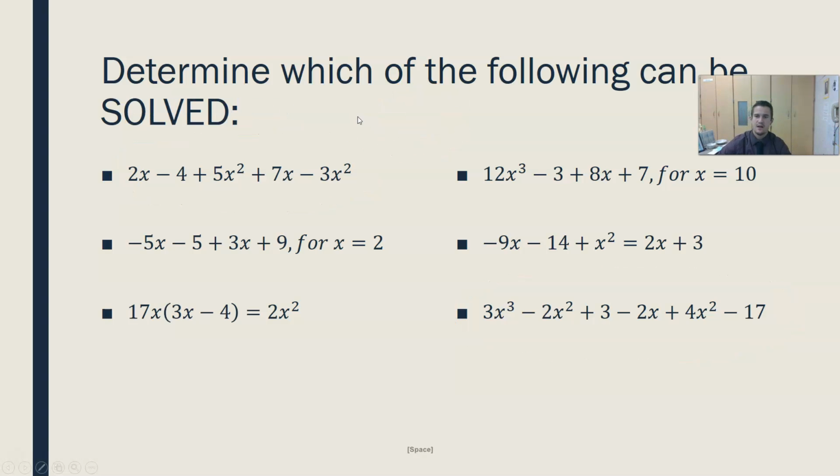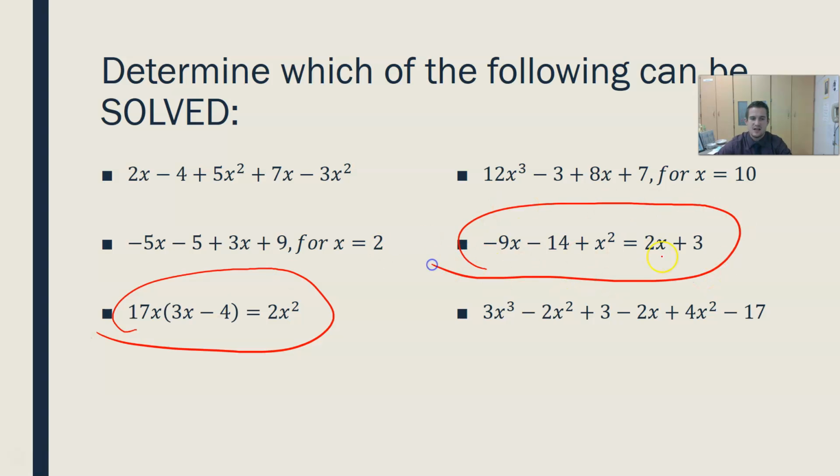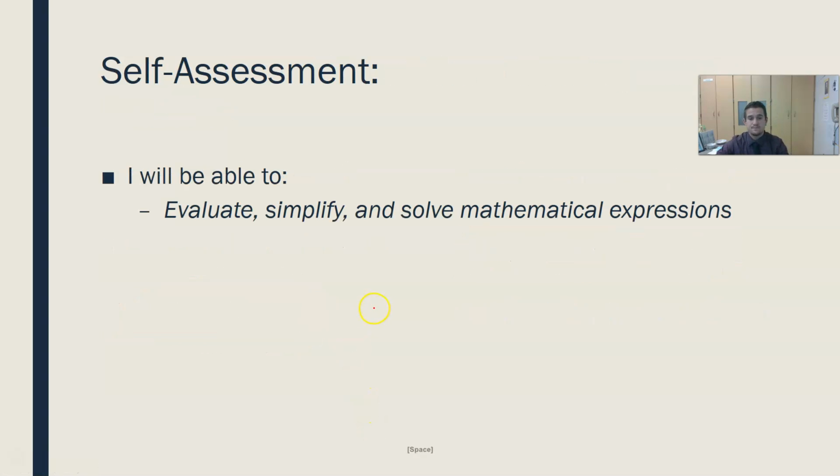Okay. Lastly, determining which of the following can be solved. The ones that can be solved, I'm looking for the equations or the expressions that have an equal sign with stuff on both sides. So these ones right here can be solved. I could get x by itself and solve for x there. There will also be a section on your homework where you are asked to come up with your own math expressions that need to be evaluated, simplified, or solved. So you'll have a chance to practice doing that on your own as well.